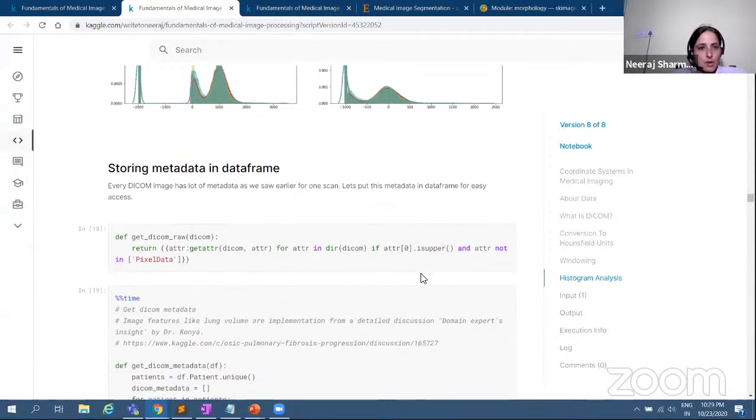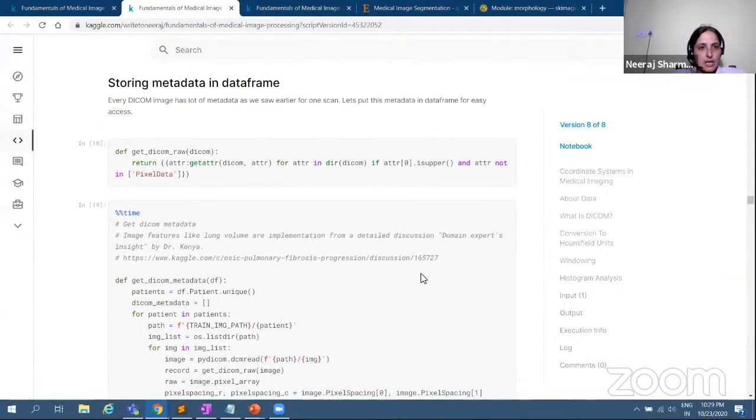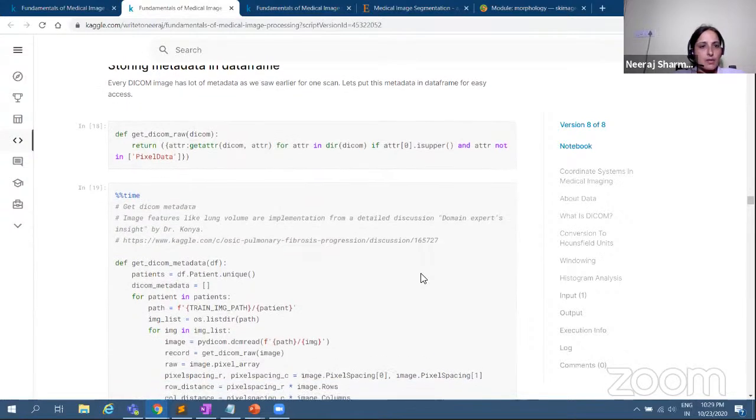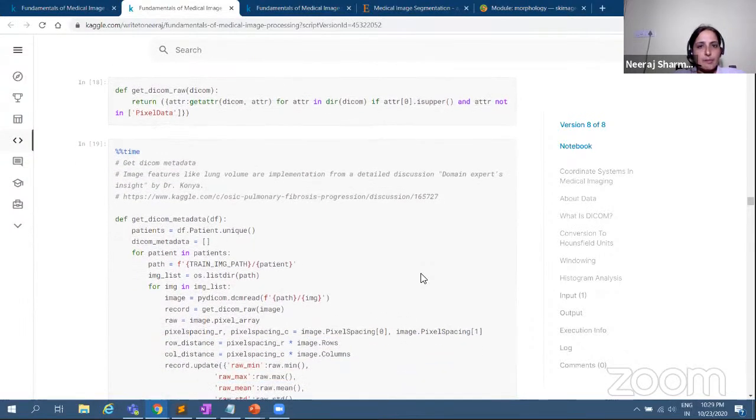Now there is a small utility method which I have just written to store this whole metadata into the data frame. So this is simply taking all the metadata.